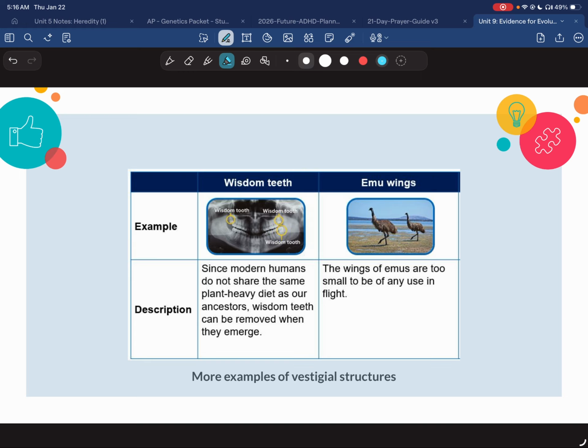Our wisdom teeth. We don't need it, right? We don't eat as much roughage, as many weedy, abrasive plants. And since we don't usually use our wisdom teeth anymore, most of us have them cut out before they grow in or removed afterwards. Emu wings, they can't fly. So that's another example of a vestigial structure.